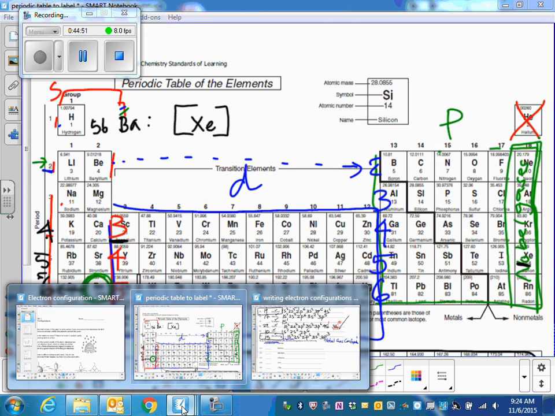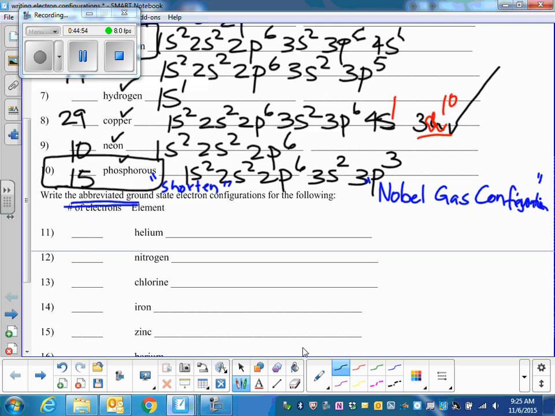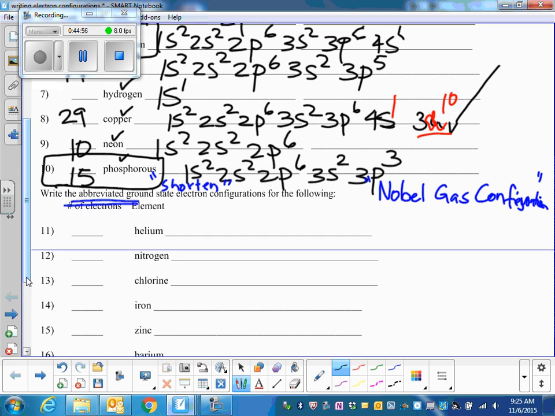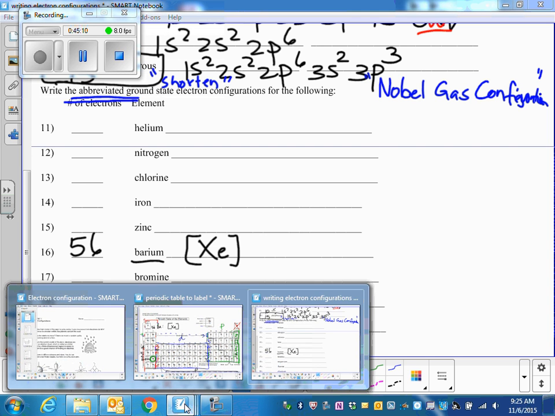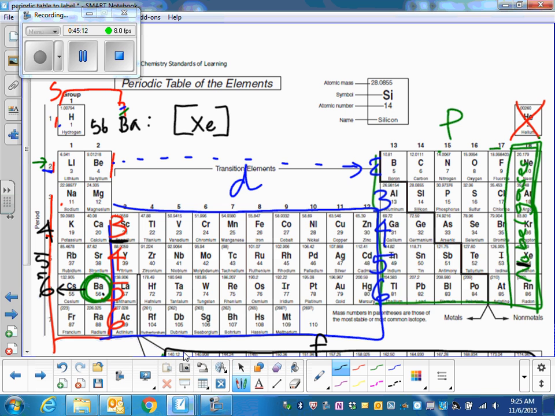Do you have barium here? I want you to write those things with me as I write it on my periodic table. What will you write first? Xenon. Everybody got that? Okay. Now, we are in xenon, and then we start writing the configuration from xenon on.